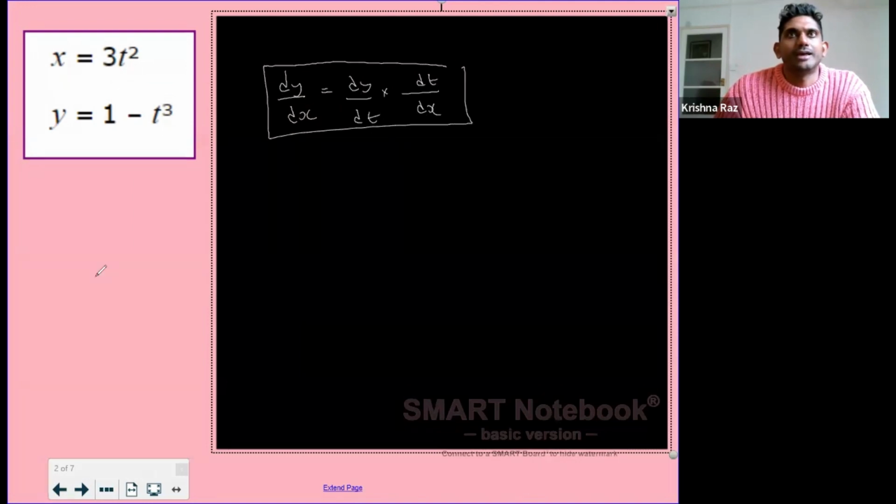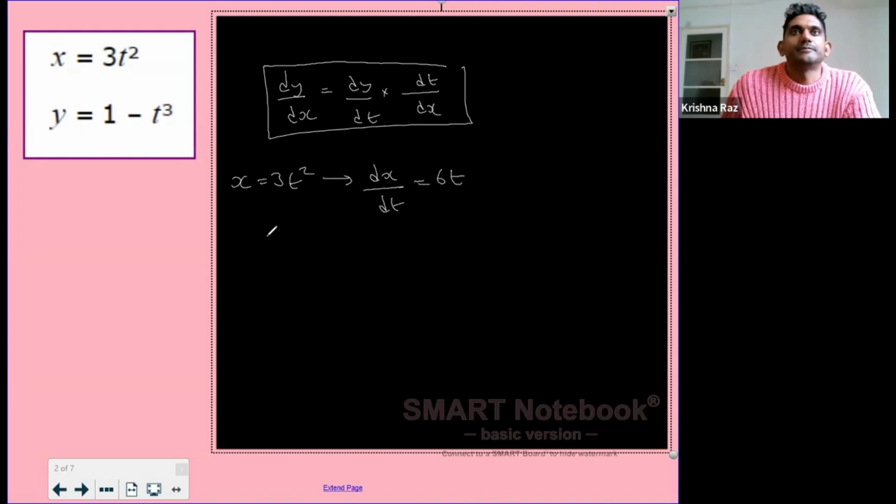So we have the chain rule is dy by dx equals dy by dt times dt by dx. And we have x equals 3t squared, so it follows that dx by dt is 6t. We're also given that y equals 1 minus t cubed. So if we differentiate y with respect to t, we will get minus 3t squared.